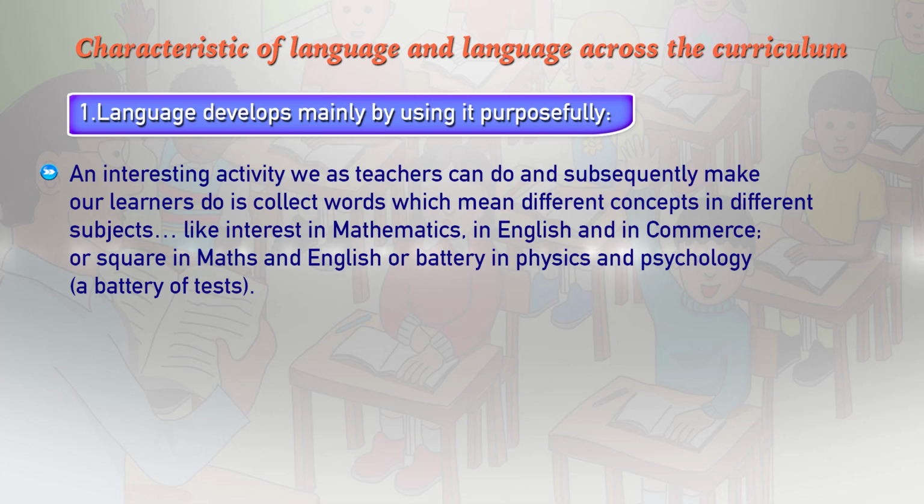Like the word interest has different meaning in mathematics, in English and in commerce. Or the word square in maths and English has different meanings. Or the word battery in physics means differently, and in psychology it means a battery. When we say a battery of tests, we mean a group of tests. There are innumerable examples. For instance, the word property has different meaning when we talk about property as an asset in a commerce class, or the chemical property of a substance in a chemistry class.